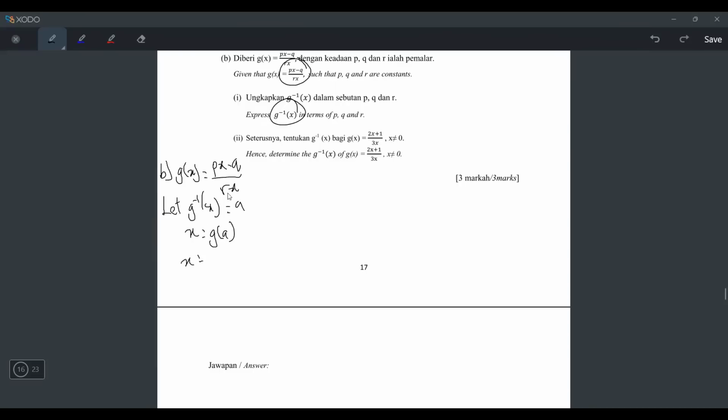g(x) is (px minus q) over rx. So g(a) will be what? (pa minus q) over ra. Remember, you are only changing the x to a. The other alphabets, you don't change. Only the x you change to a. And now you find a, because a is your g inverse. So how to find a? You can move ra up. So it becomes xra equals to pa minus q. And then plus pa can move there, become minus. So xra minus pa equals to negative q.